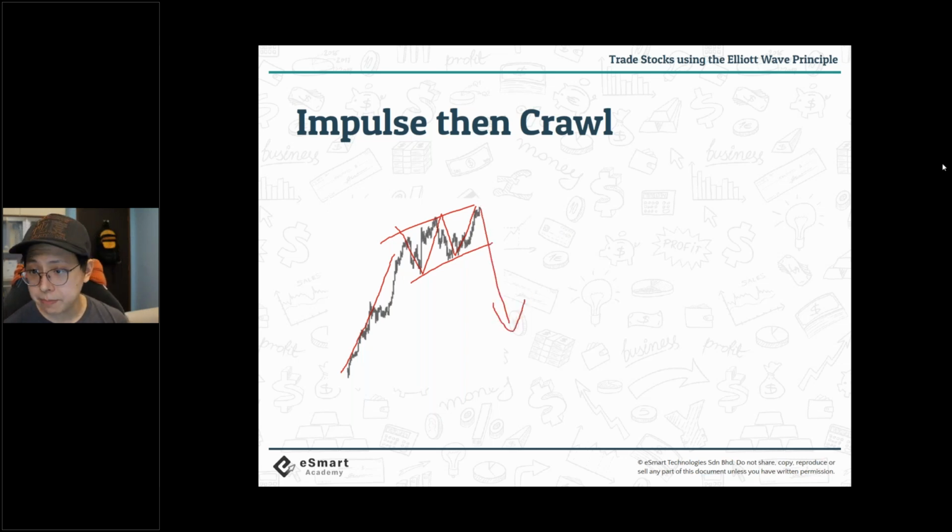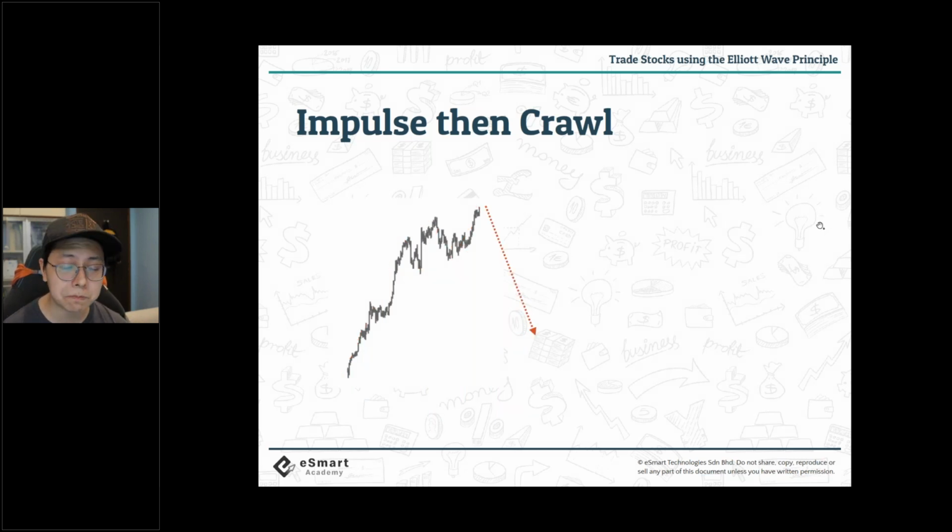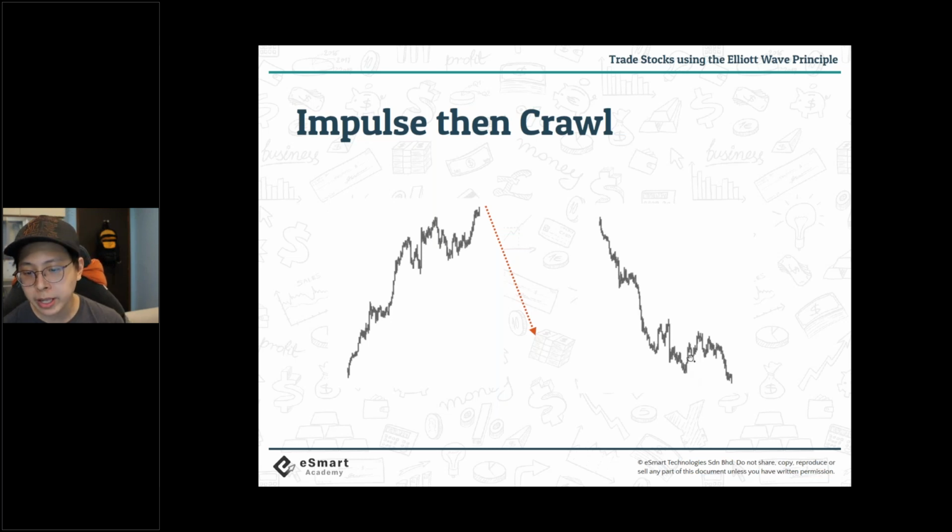Same thing whenever you see this combination here, there's a good 60 to 70% of time price will fall. And of course if you flip it, you have the opposite direction. A very strong move to the downside followed by a crawl, a slowing down move, then you know there's a very high chance price will reverse.